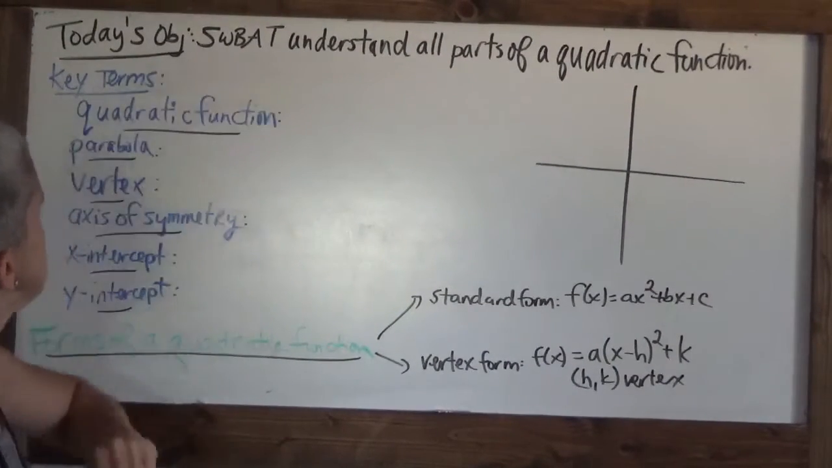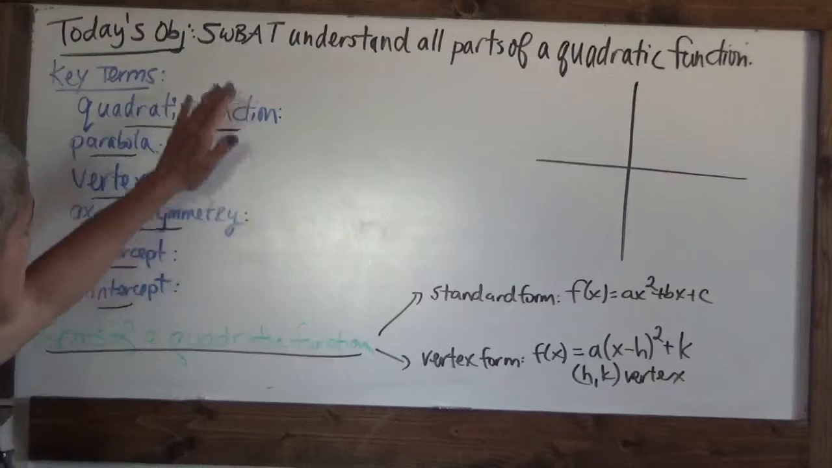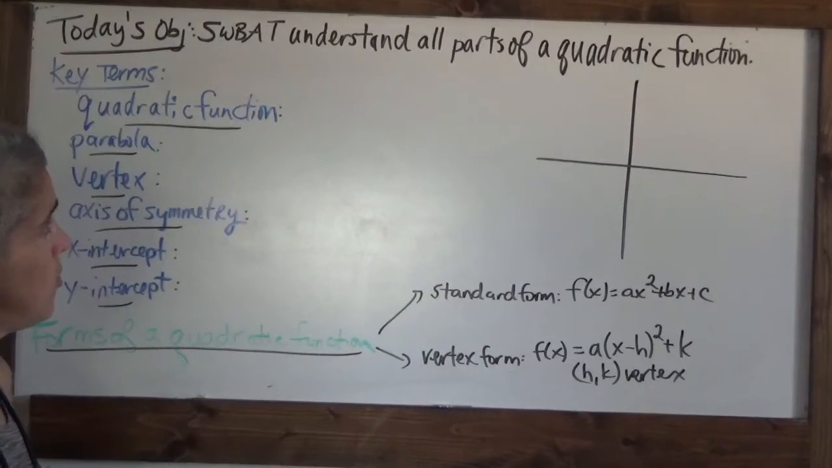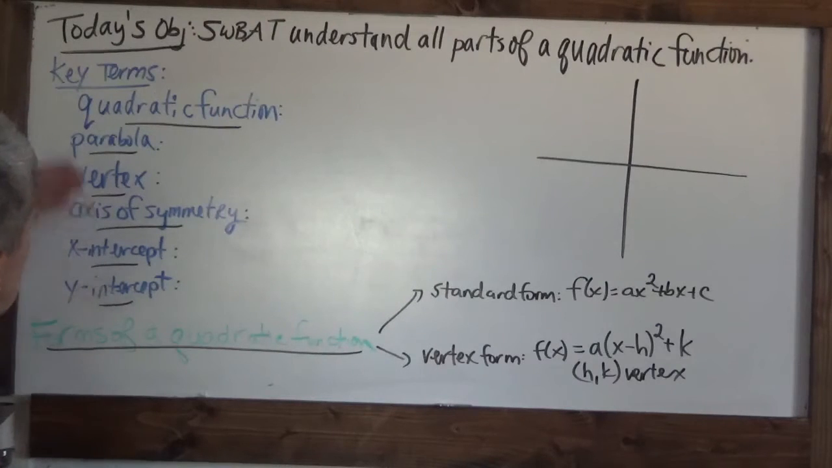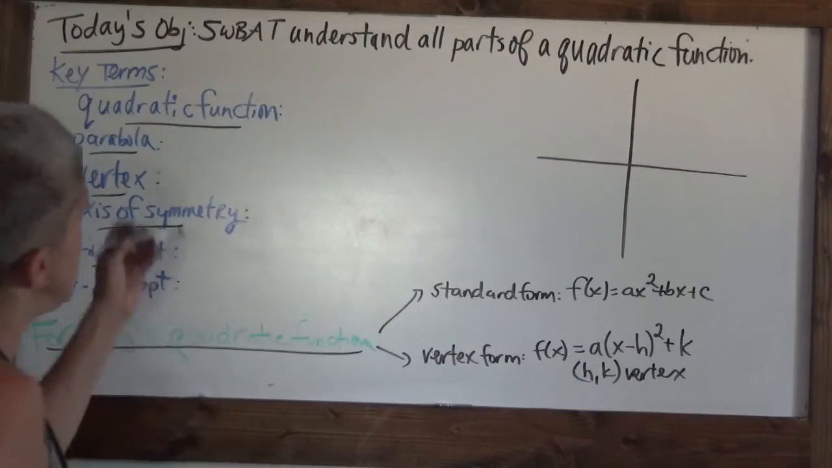Okay, hello everybody. Today's objective is we're going to be understanding all parts of a quadratic function, which I know you definitely did last year. So we have some key terms that we're going to go through first here. These should be in your notes. Let's go through these key terms. What is a quadratic function?